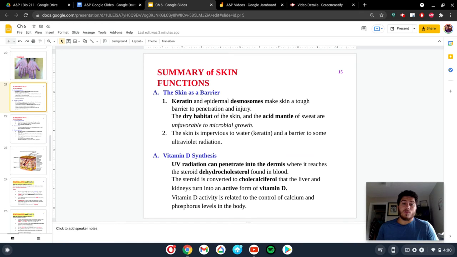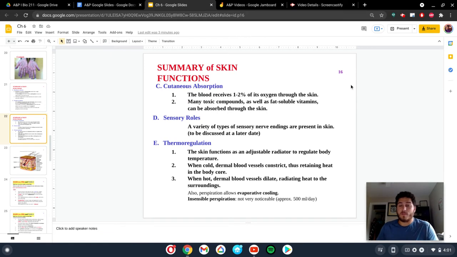Speaking of UV light, the UV radiation can penetrate into the dermis, which is super important. And because of that, it allows multiple reactions to occur within the body. This is going to help us create an active form of vitamin D, which is extremely important for a number of things, but one of the biggest ones is going to be for our immune system. So that said, UV light, very important for activating vitamin D.